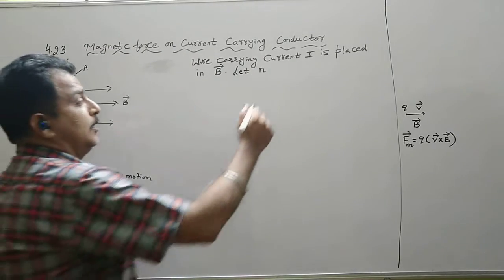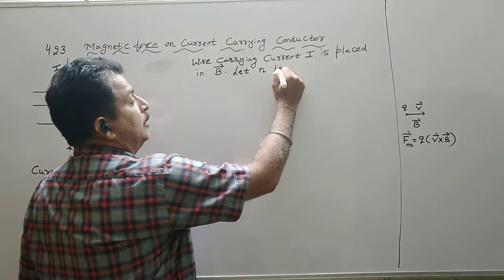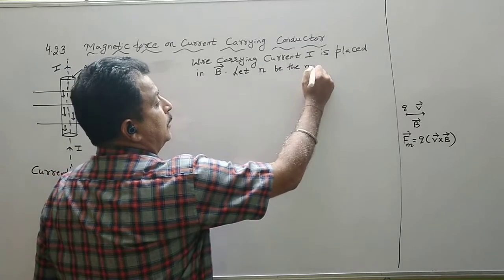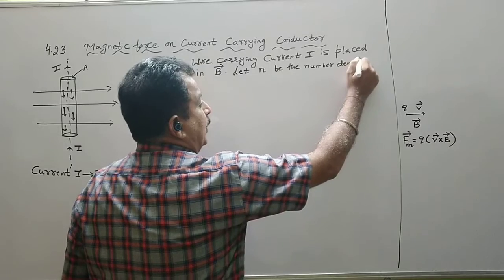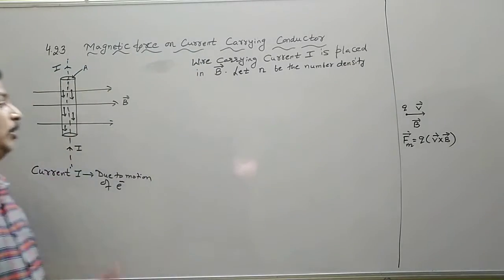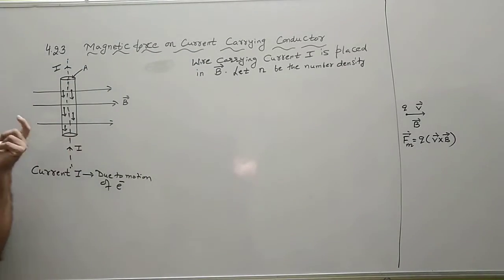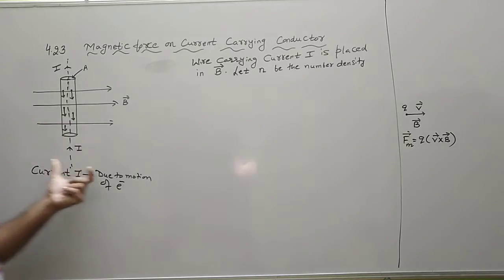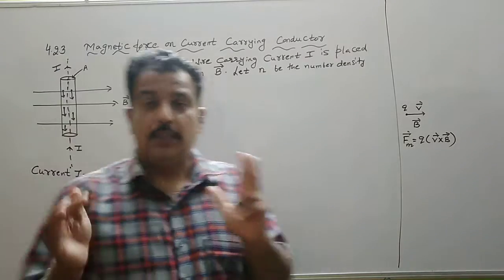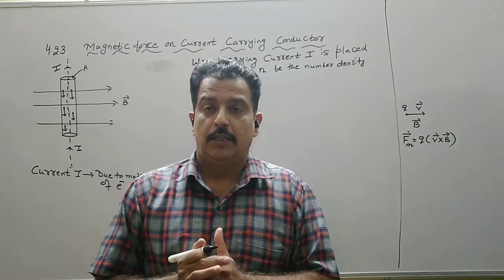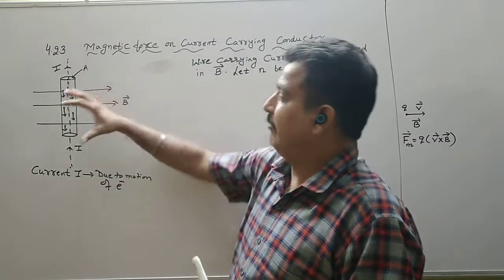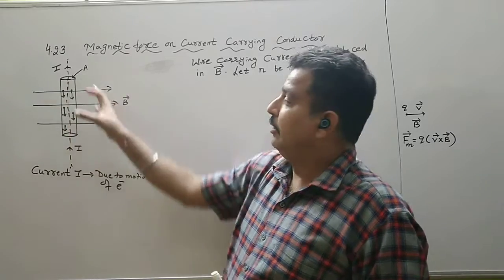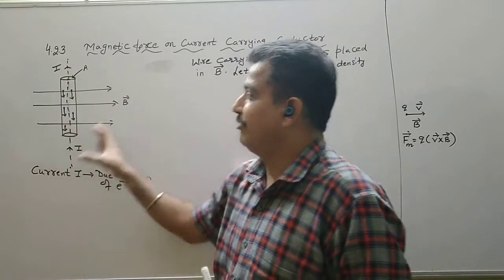Now in chapter 3, you remember, it is the electron density, or we call it a number density. So let n be the number density. I have to find out the total force acting on this entire wire. So I have to find out the total number of charges flowing in this wire, because the entire wire is kept in the magnetic field.